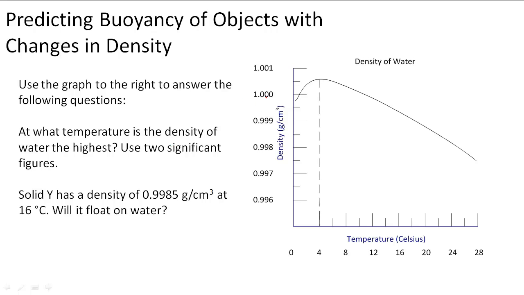So this graph shows us the changing density of water as the temperature increases from 0 to 28. What we have to know first is, where is it the highest? We can see that the density of water gets to the highest point at this point. They've drawn a line sign for us, and that goes down to about 4.0 degrees Celsius, showing two significant digits for this answer. So 4.0 degrees Celsius is the temperature at which the density of water is the highest.